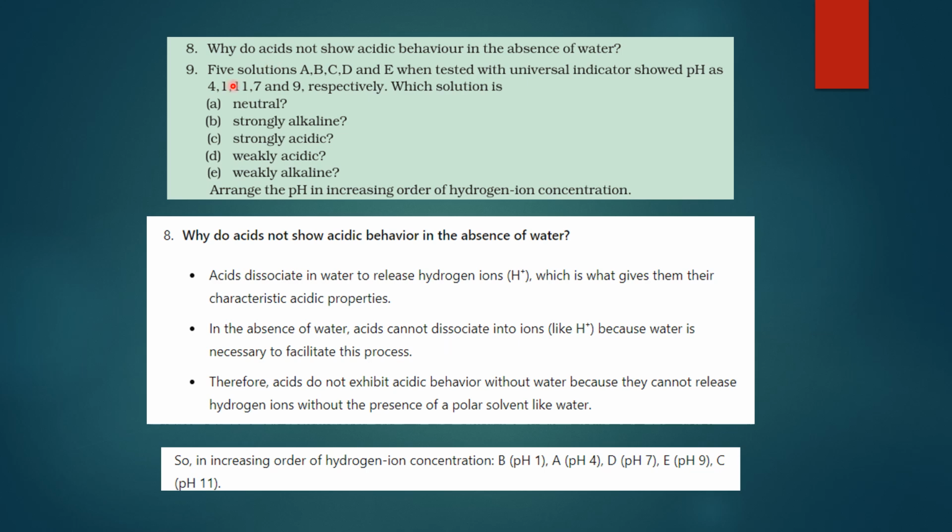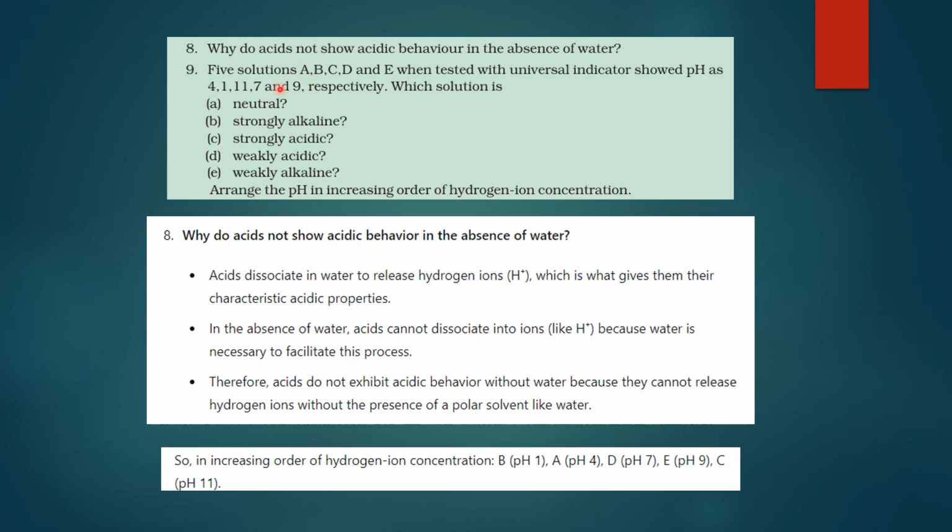Okay. Now, this is the ninth question. We have five solutions and their pH values we have found as 4, 1, 11, 7, 9. We have to check which is neutral, alkaline, acidic, all these we have to check. So, neutral will be the one having a pH of 7. Next, strong alkaline. Strong alkaline means near to 14. Nearest value to 14 is 11. Strong acidic means near to 0, 1. Weakly acidic means 4. Weakly alkaline will be 9.